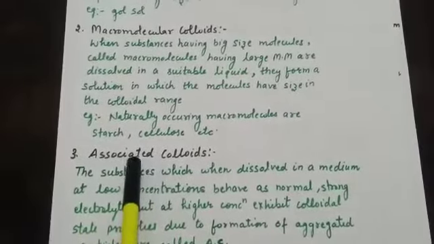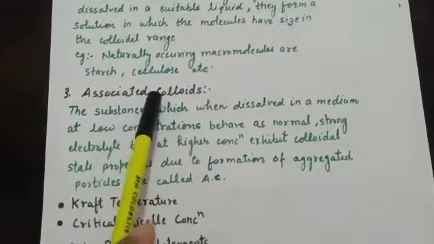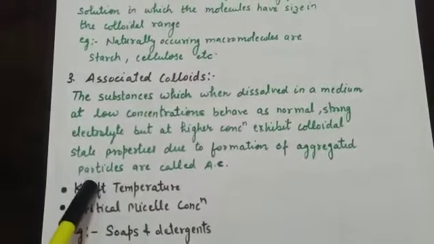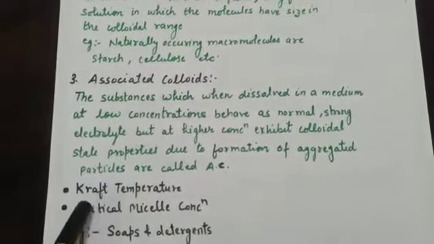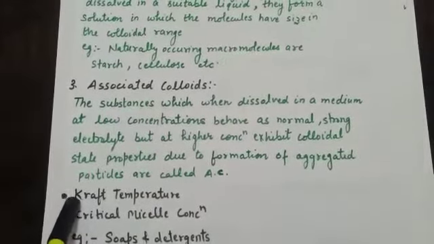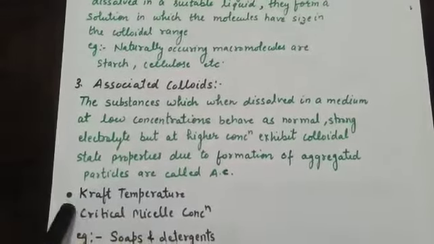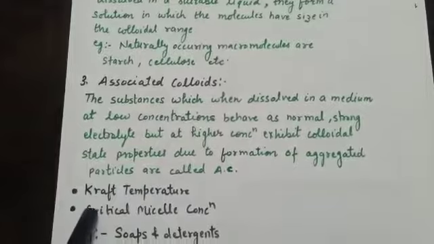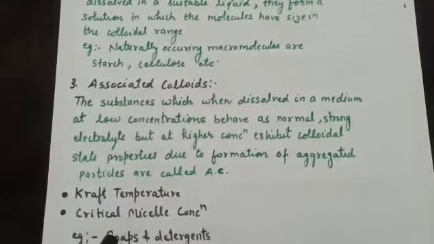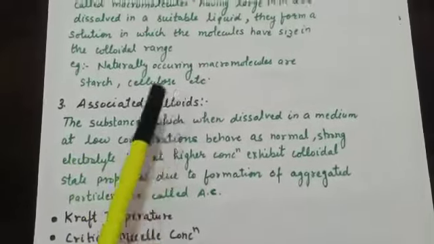Micelle formation is an example of associated colloids. Micelle formation takes place only above a particular temperature, and there is a particular concentration above which only it can form. The temperature above which micelles can form is known as the Kraft temperature, and the concentration corresponding to micelle formation is known as the critical micelle concentration. Soaps and detergents forming micelles are examples of associated colloids.